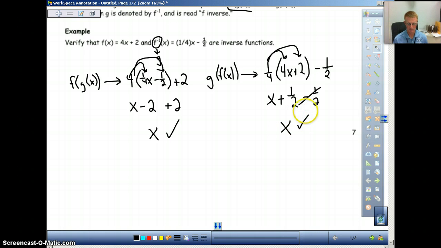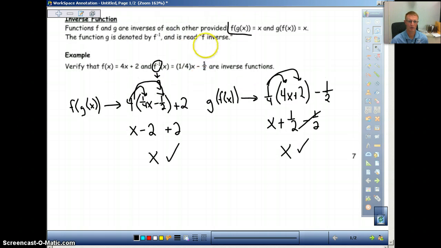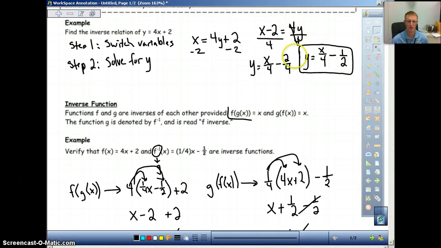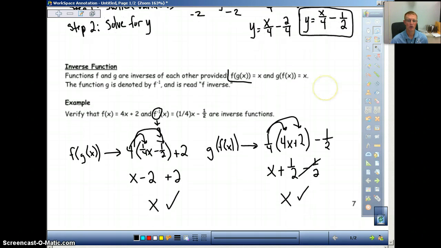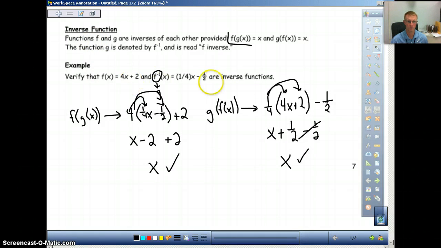So what that means is that these two functions are inverses of each other. Now we already knew that because we did it above in this problem up here. We found what the inverse relation was already. But in any instance where you're given two functions and you're being asked if they're inverses of each other, you can either find the inverse by hand, or you can simply do your composite functions and make sure both of them equal x.